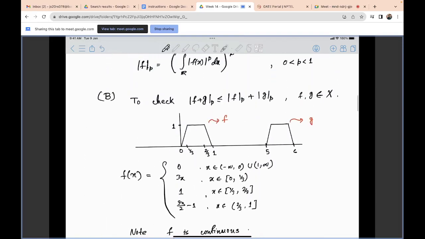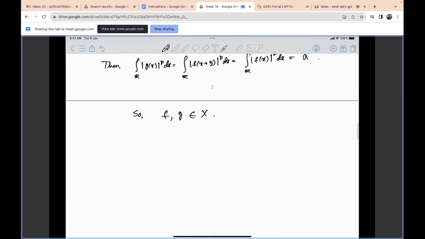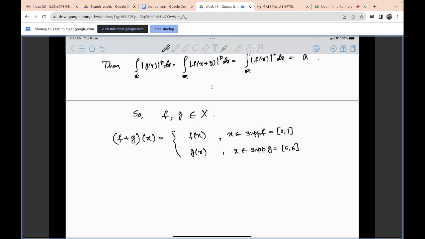Now we have to check this one. So what is f plus g now? Note that f plus g is f(x) whenever x belongs to the support of f, meaning 0 to 1. For x belonging to 5 to 6, it will take only the value g(x), because we have taken these to be disjoint supports so that our calculation will be easier. And otherwise it is 0.